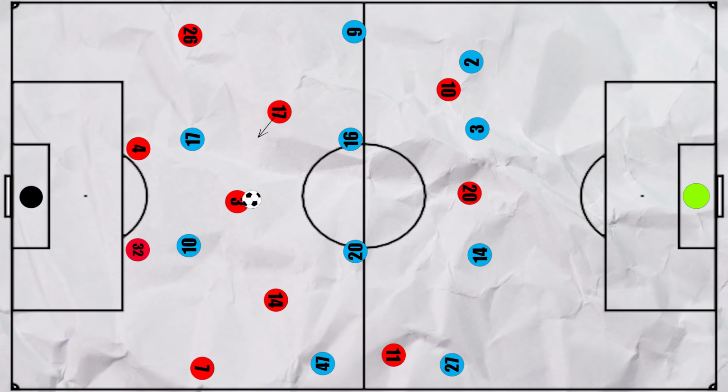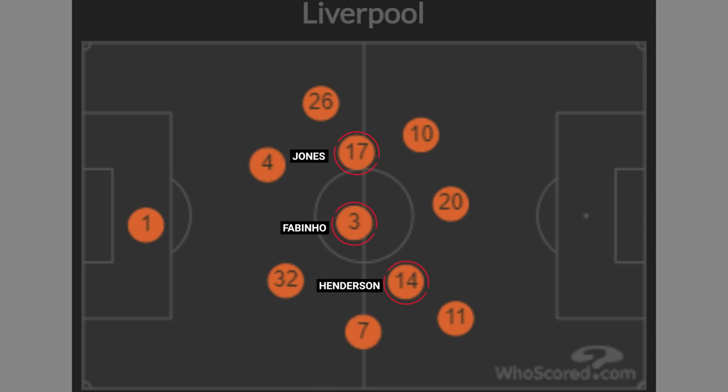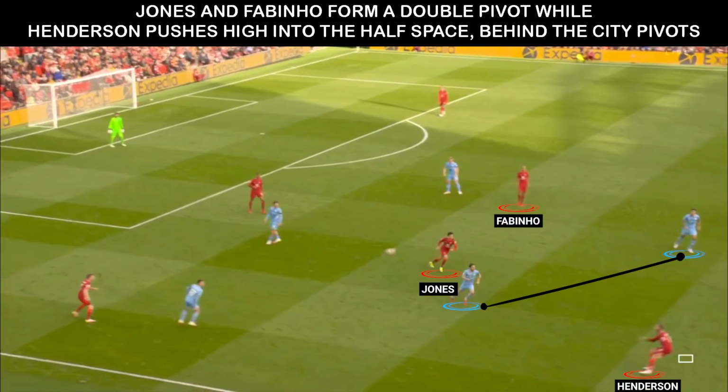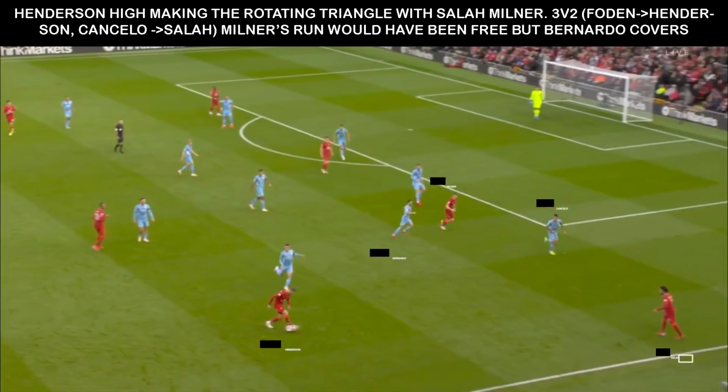Jones dropped in as a second pivot alongside Fabinho, and City's pivots could have their attention drawn to them. And Henderson generally operated high in the right half space, ahead of the other 2 midfielders, as you can see in their average positions. This means that he, Milner and Salah created this wide triangle that was in constant rotation, causing City problems. It often meant that they had a 3 versus 1 or a 3 versus 2 against Cancelo at the back.